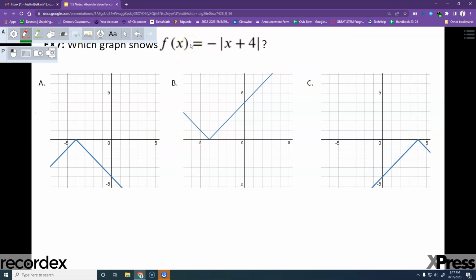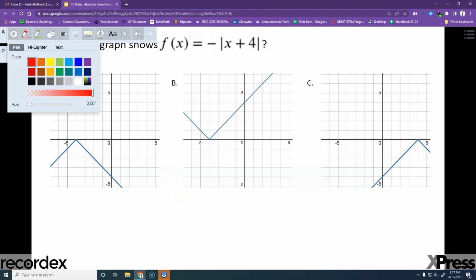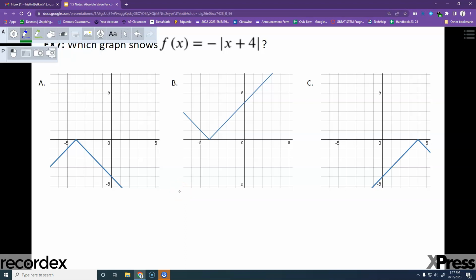We've got absolute value of negative absolute value of x plus 4. So if we think about the transformations, we have a negative right here, and we have a plus 4 on the inside of our absolute value bar. So that negative is going to be a reflection over the x-axis, which is just a flip upside down. So I am going to mark out B right away because B has not been reflected over the x-axis. So B is not our answer.